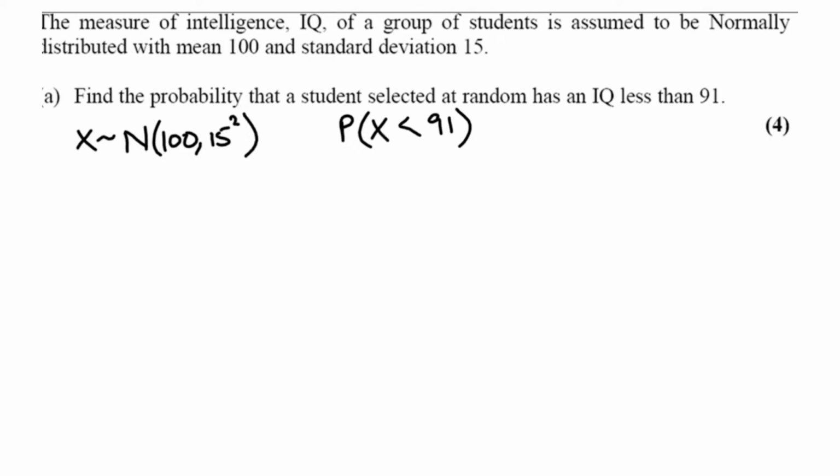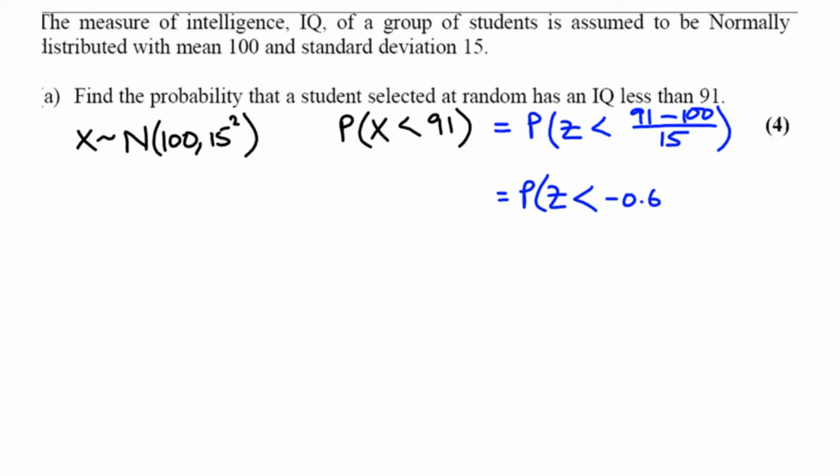Okay, next we're going to go on to standardize. So that equals the probability that Z is less than the standardized score: 91 minus 100 all over 15. It's the probability that Z is less than negative 9 over 15, so negative 0.6. Okay, trying to find the probability that Z is less than negative 0.6.